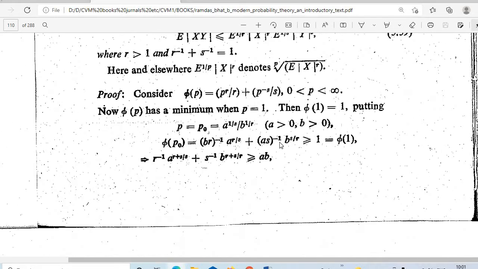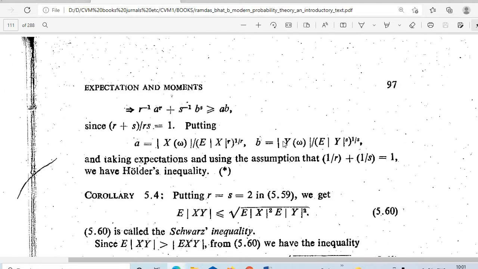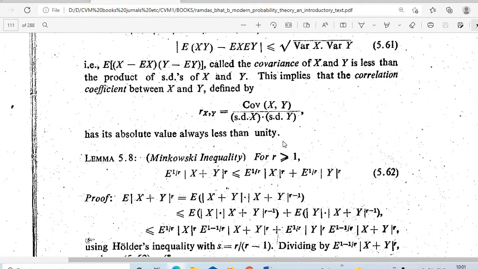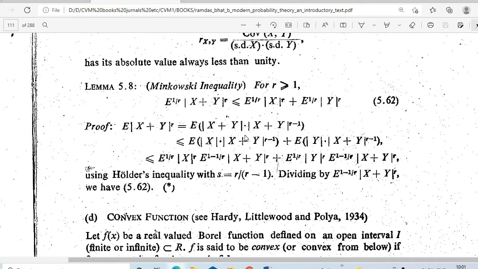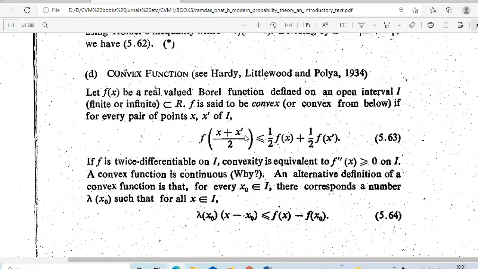Then Holder's inequality, we already proved that inequality, and I'm not going into it again. Minkowski's inequality, proved. This one we can consider as a convex function. So what is a convex function? A real valued Borel measurable function f is said to be convex if for every pair of points x and x dash on I, f of (x plus x dash) by 2 is less than or equal to half into f of x plus half into f of x dash.